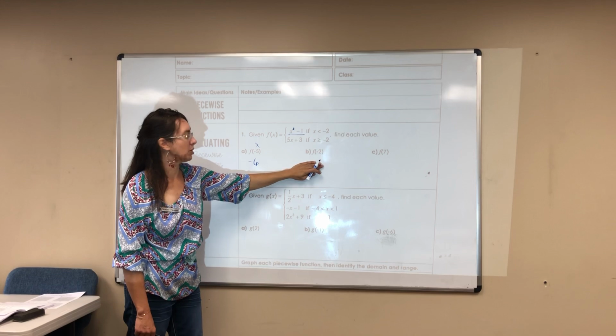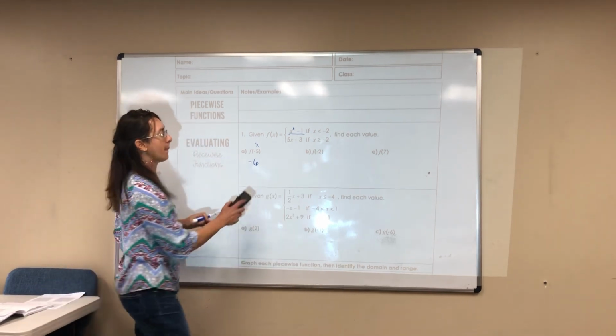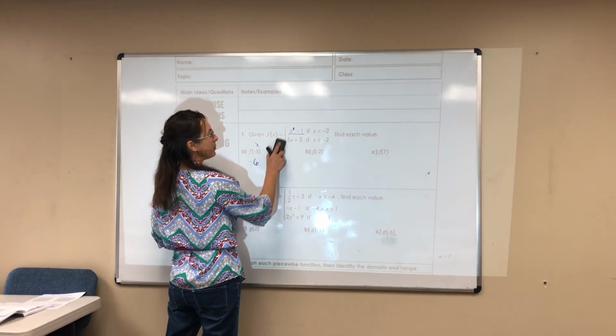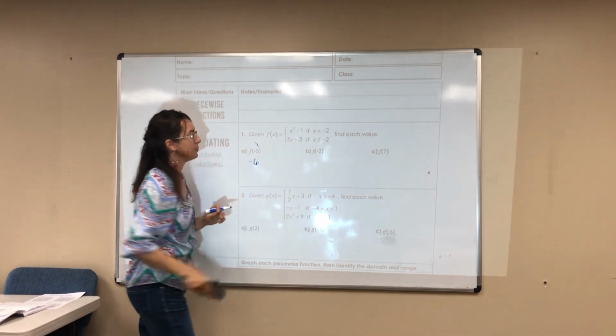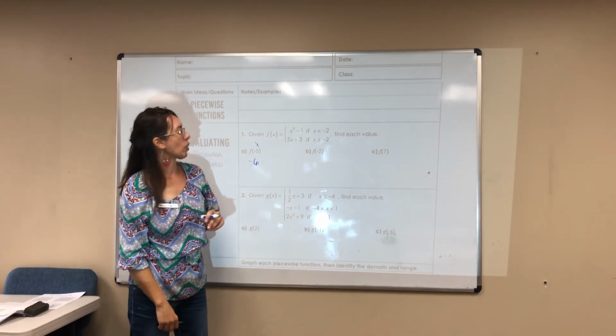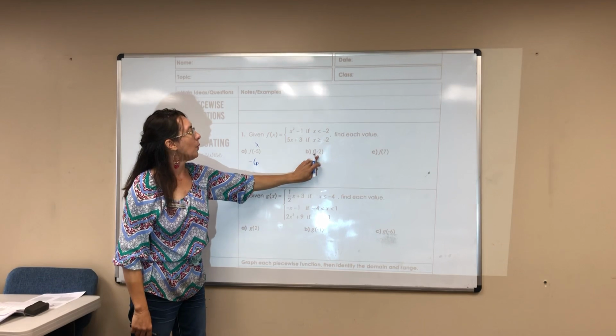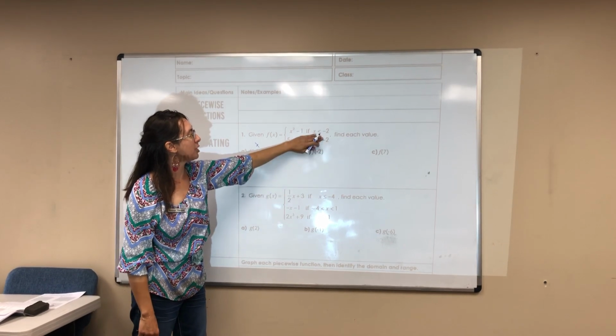Now, what about f of negative 2? Which equation do we use? It'd still be x minus 1. You think so? Wouldn't it be 5x plus 3? Never mind. Or wait, when it's negative 2, can I use this top one?